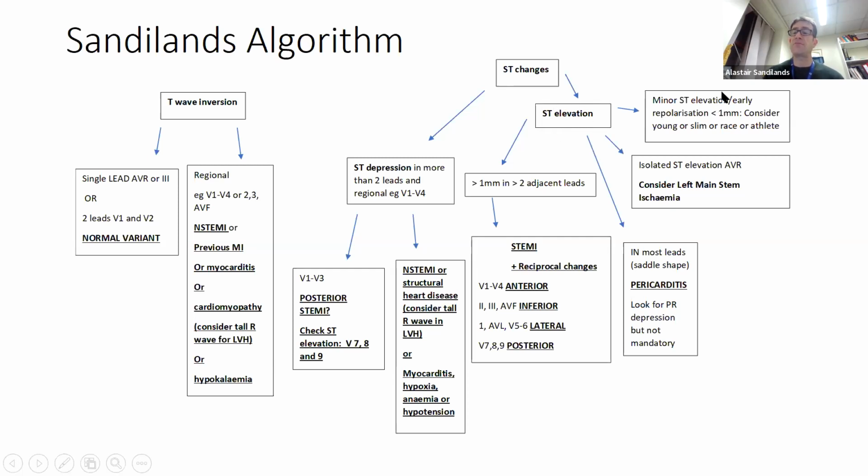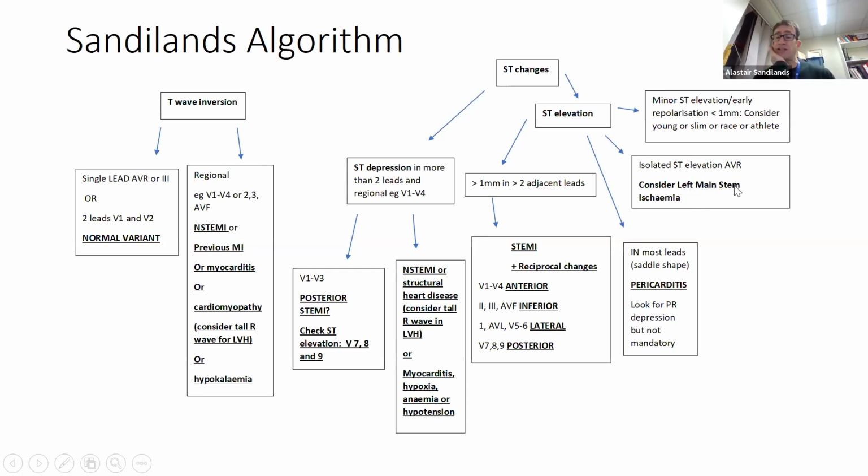So we can see very minor ST elevation of less than 1 millimeter, and you consider the patient to be young, slim. It may be related to their race or whether they're an athlete. So you can get very, very minor ST elevation, okay, or what we call early repolarization. I will show you an example. You can get isolated ST elevation in AVR, so you need to consider whether this is left main stem ischemia.